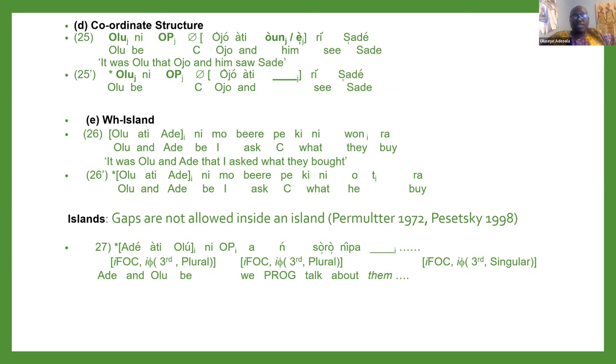This has also been observed in the literature for a long time now, since Perlmutter 1972, Pesetsky 1988, and other people have worked on this severally. And languages do use different strategies to repair gaps that are left in an island. One of them is resumption. Some use non-agreement, some use different complementizers and so on and so forth. This also says movement is not allowed here, but if you have to do movement, then we resort to a repair strategy. In this case, resumption.